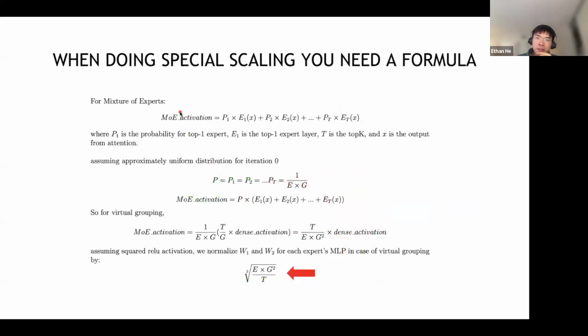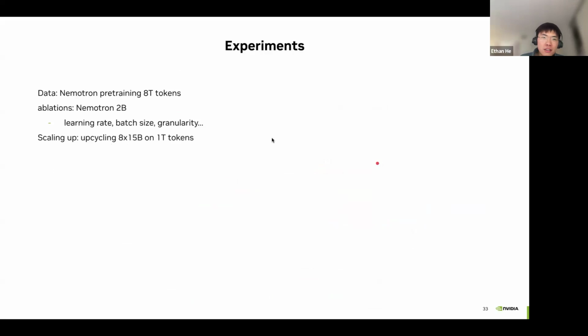And the formula for scaling the weights are also the same, except there's an additional granularity factor. This is a bit complicated, so I'll skip this part.